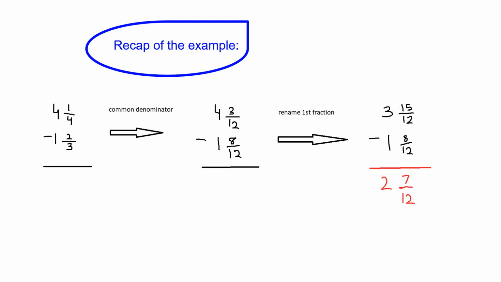Notice after the renaming, the two fractions are 15 over 12 and 8 over 12. 15 is greater than 8 here, so we can easily subtract the fractions. By subtracting the whole numbers, 3 minus 1, we get 2, and by subtracting the fractions, we get 7 over 12. This is the final answer.